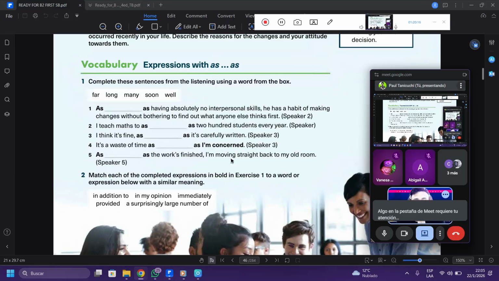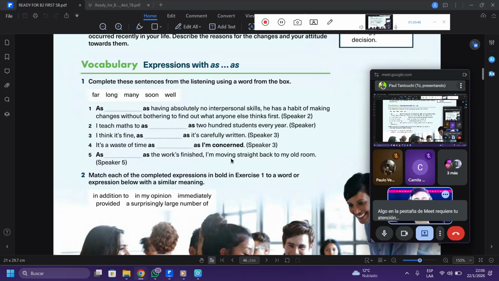As far as? I don't think so. No, it doesn't fit here. As many as? No, in that case, no, because we're not talking about something that we can count. As well as. Okay? As well as is the correct one.